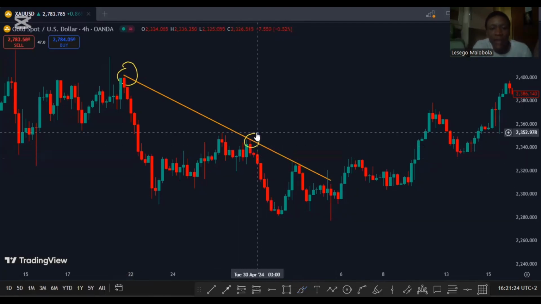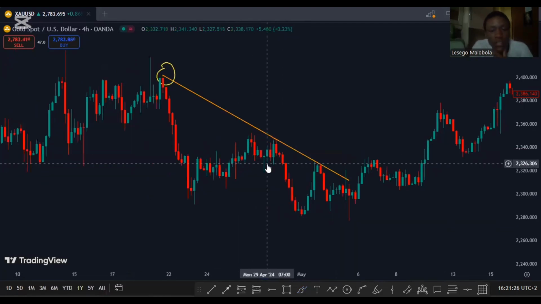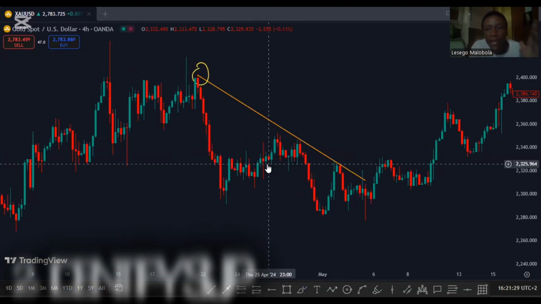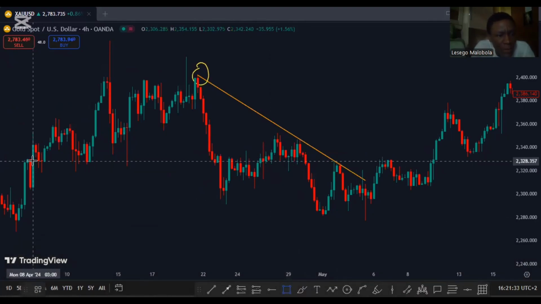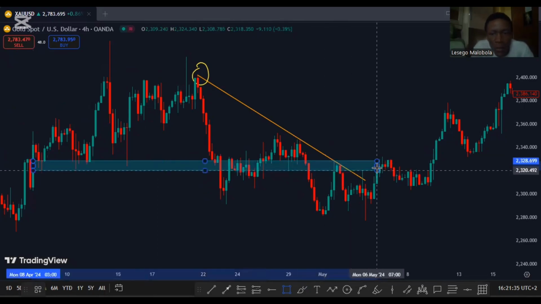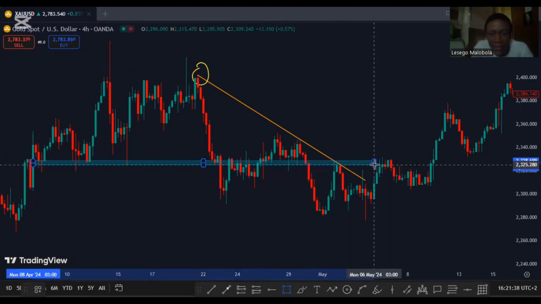Now that we've identified our market structure, what are we gonna do? We're just simply gonna look for our support and resistance. That's our second confluence. In terms of support and resistance, I can see that here we do have a valid resistance level. Why do I say that? I'm gonna show you shortly.